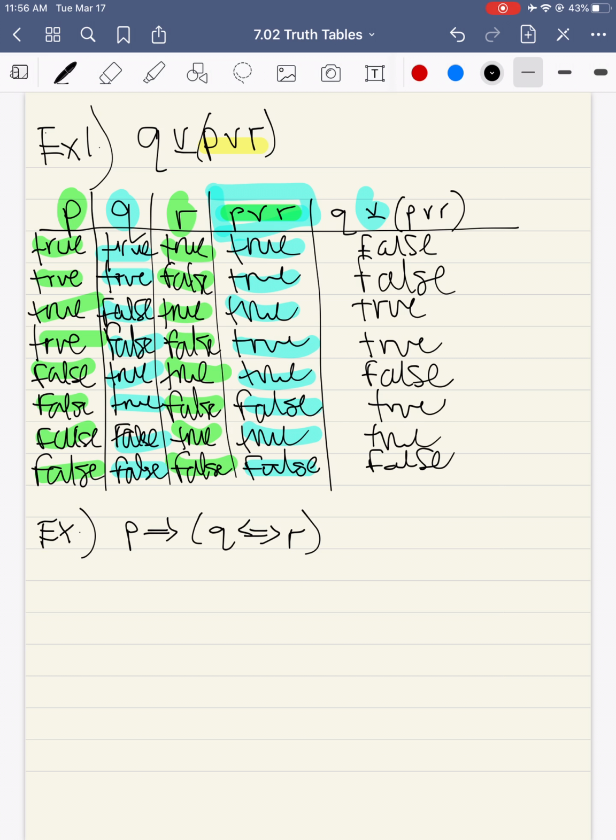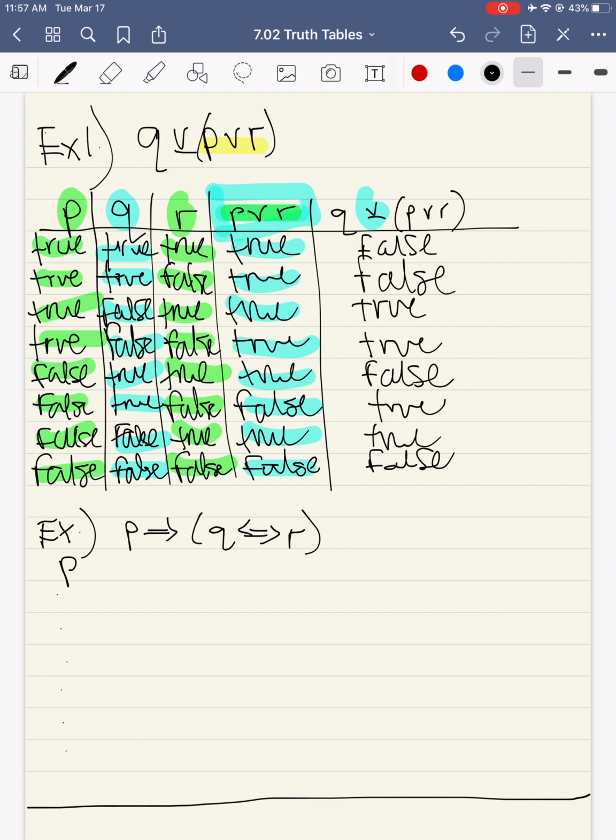So again, we have three propositions with two logical connectives. So we're going to need, again, 8 columns here. Let's see if I have enough. 1, 2, 3, 4, 5, 6, 7. All right, I'm just going to split this last one so I can have enough room on this page.